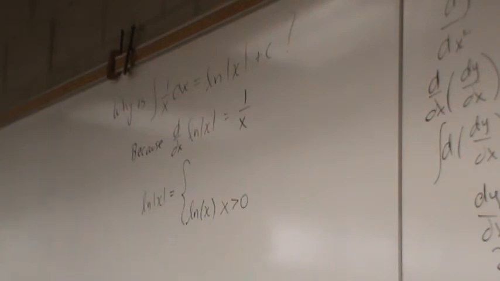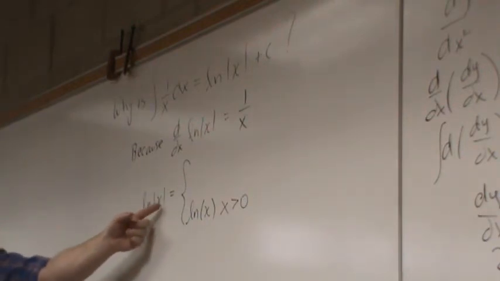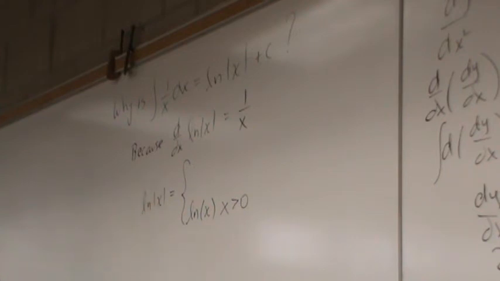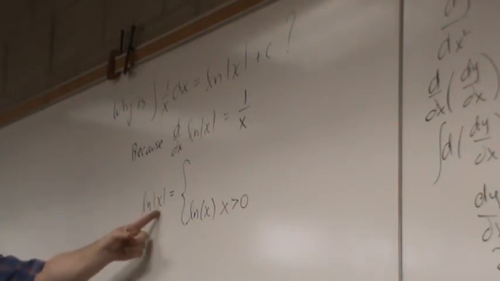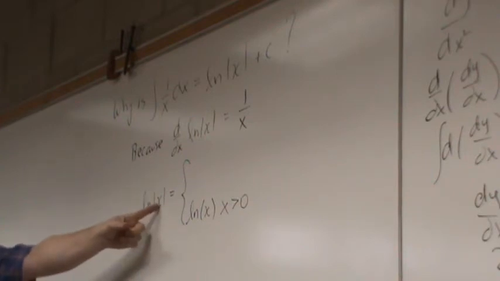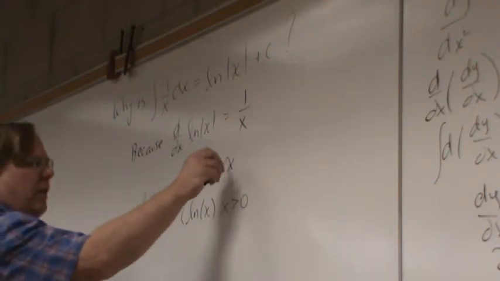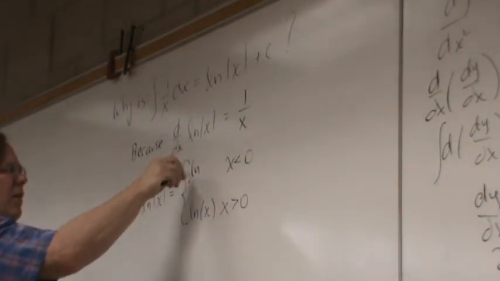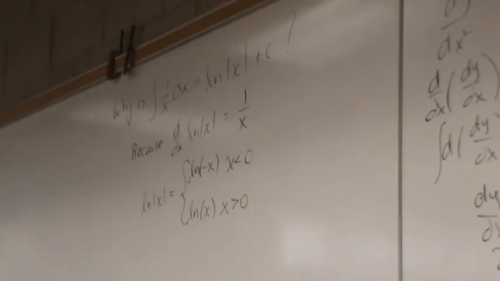But when x is less than 0, when x is negative, then the absolute value takes the opposite of x. That is, if I put a -2 in there, then I'm taking the log natural of +2. Or if I put a -5 in there, then I'm taking the log natural of +5. So I want you to see that when x is less than 0, this function is actually the log natural of negative x. You guys okay with that? Okay, so now let's go ahead and take the derivative.